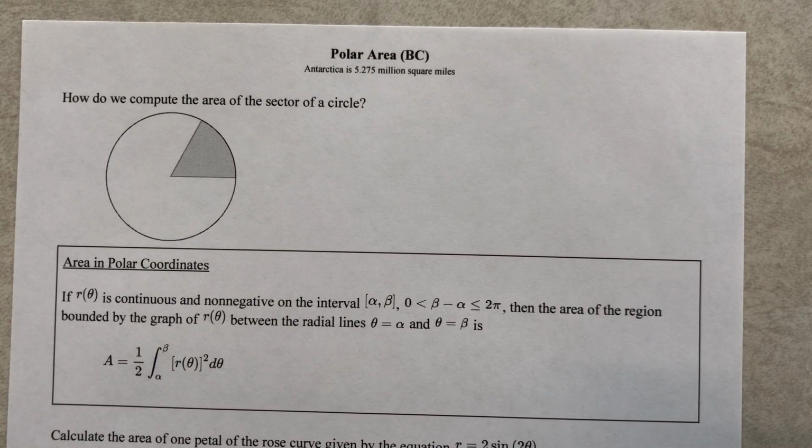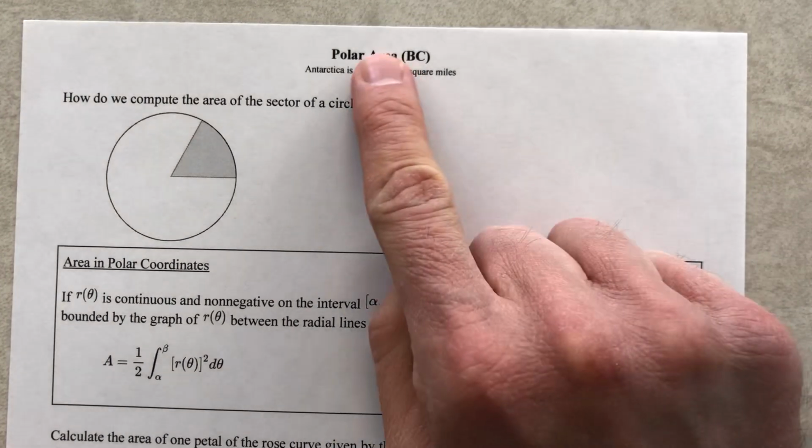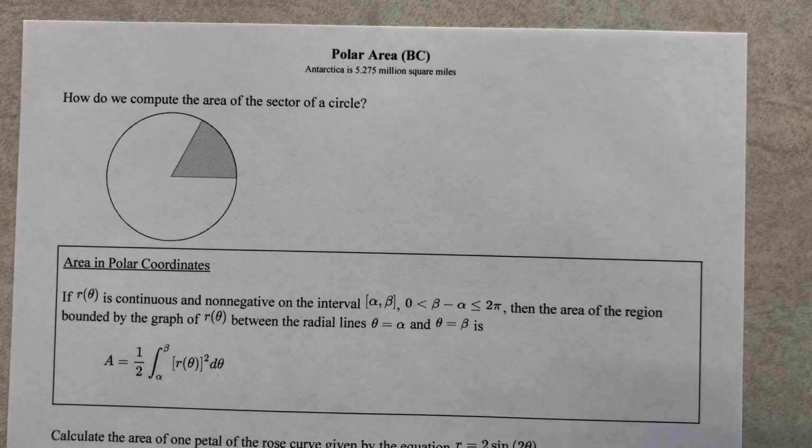Did you know that Antarctica is 5.275 million square miles? Let's talk about polar area. Okay, how do we compute the area of the sector of a circle?